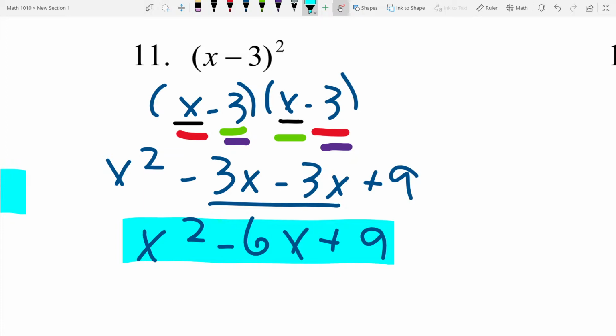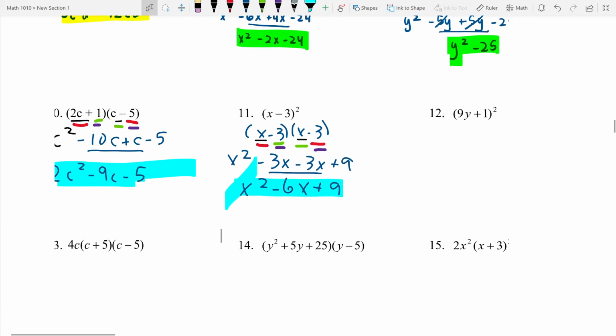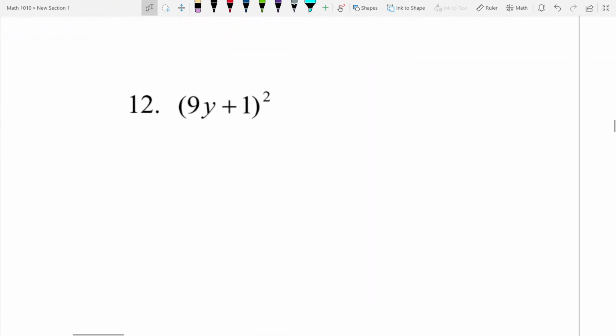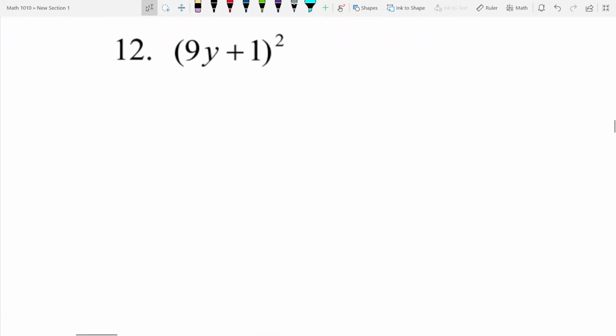Who says gotcha? Let me see. Okay, great. So that was number 11. Here's number 12. Everybody in the room now, because you should be able to know by now. Tell me what we do first. Everybody tell me. Lips are moving. Write it twice, right? So everybody write down 9y plus 1 times 9y plus 1.